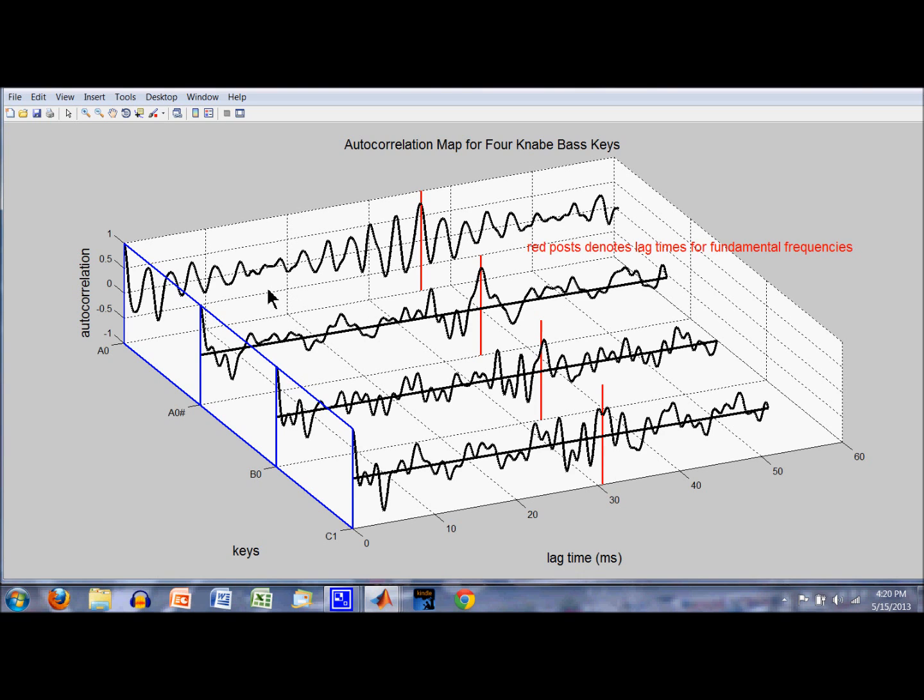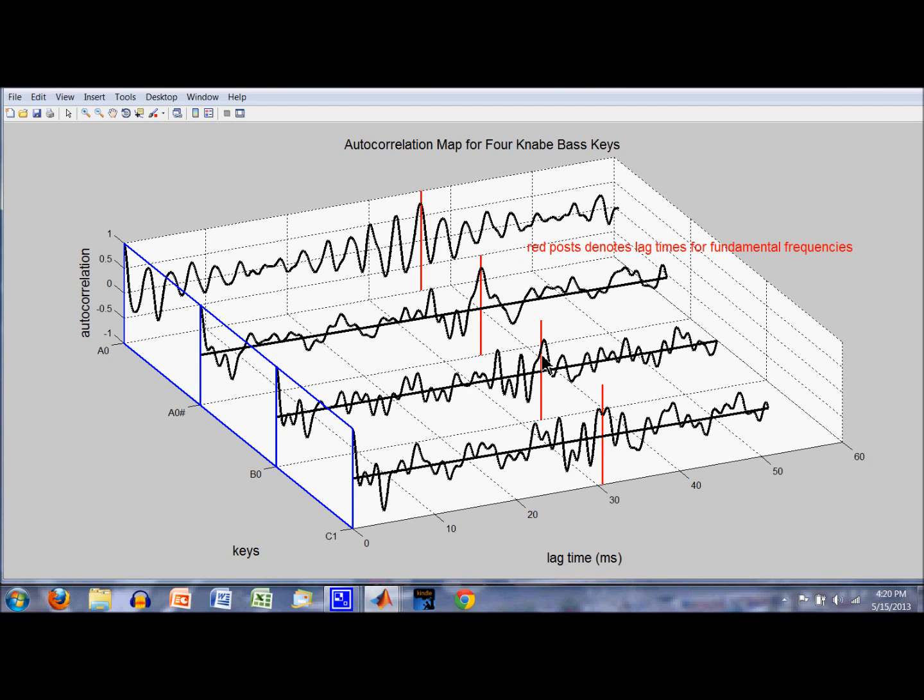We're looking for the highest peak. First of all, you see there's a lot of peaks going on here, so it's a little bit muddy as to what the true pitch might be according to the autocorrelation. For A0, we do have the top peak here at the red post, which is plotted at the fundamental frequency of 27.5 hertz.